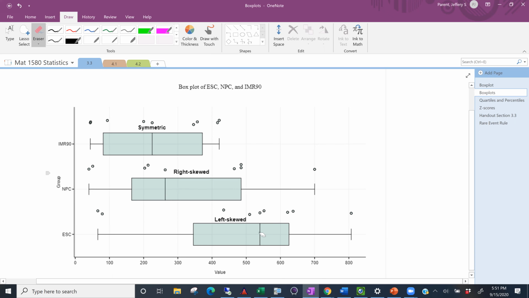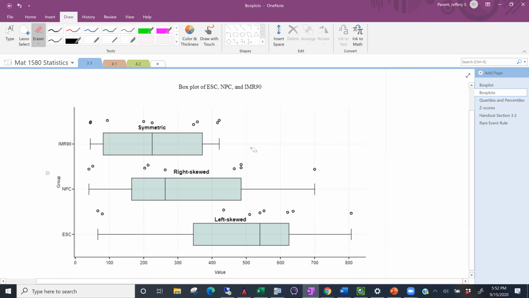And then conversely, down here, we have left skewed. So to the right of the median, or Q2, this range is pretty small, while this range is much bigger in comparison. Same thing with the tail, or the whisker, here, going from Q1 to the minimum. It's longer than the same whisker over here, going from Q3 to the maximum. So this one's left skewed.